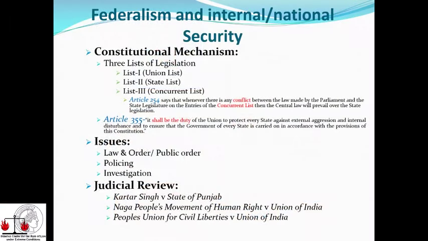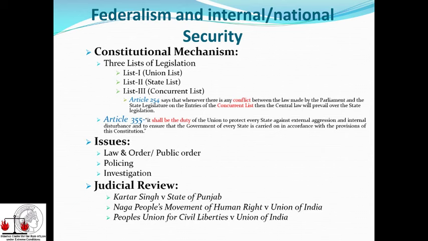Similarly, in Naga People's Movement of Human Rights versus Union of India, the Supreme Court clearly mentioned that Entry 2 and Entry 2A of List 1, that is, Entry 2 is armed forces and Entry 2A is deployment of armed forces, are within the competency of the federal government.